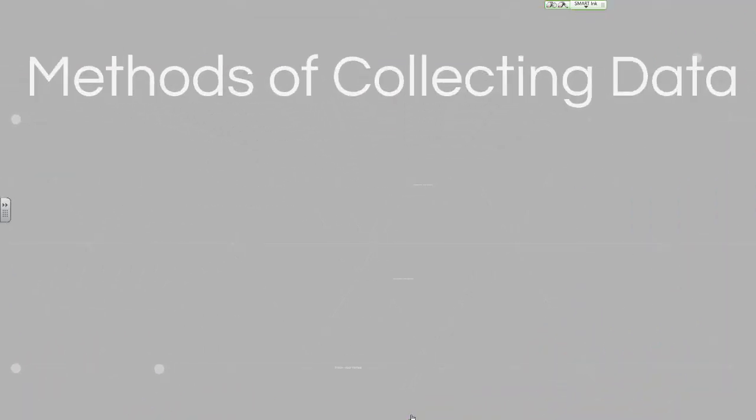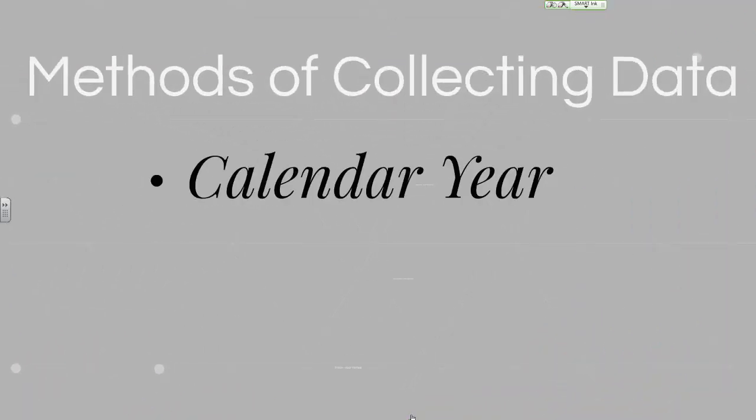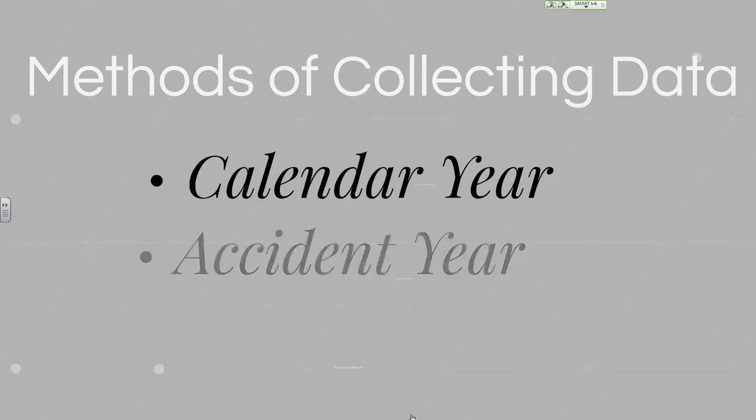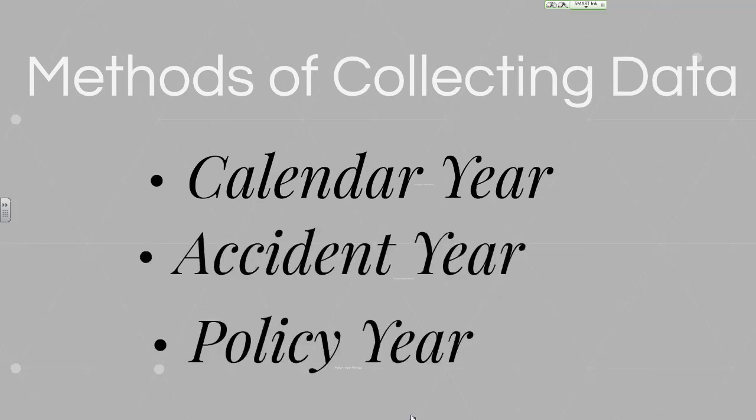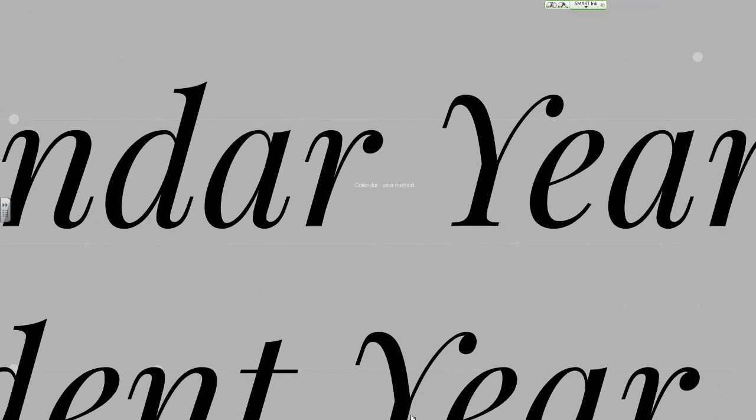There are 3 different methods of collecting data. The first is the calendar year method. Next, the accident year method, and then the policy year method. Let's look at each of these individually.